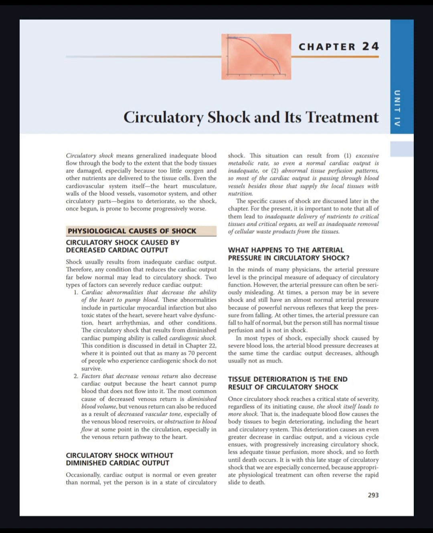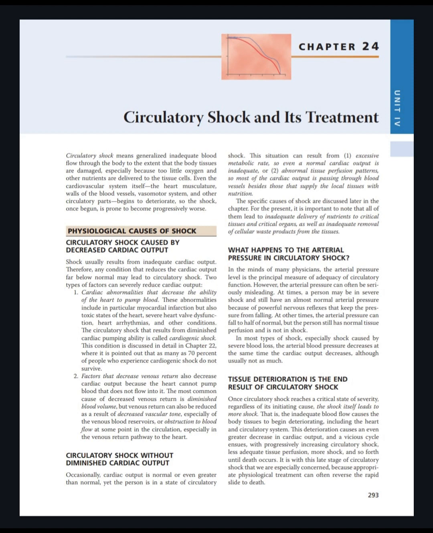What happens to the arterial pressure in circulatory shock? In most types of shock, especially shock caused by severe blood loss, the arterial blood pressure decreases. At the same time, the cardiac output decreases, although usually not as much. Tissue deterioration is the end result of circulatory shock.